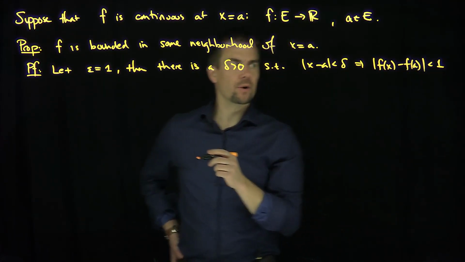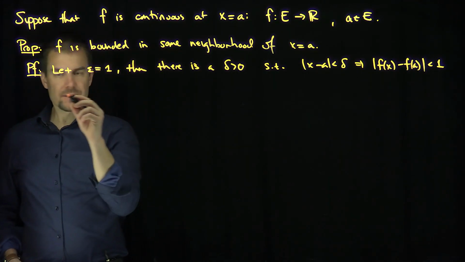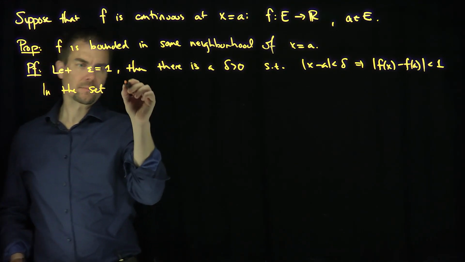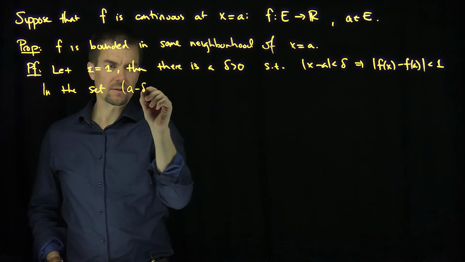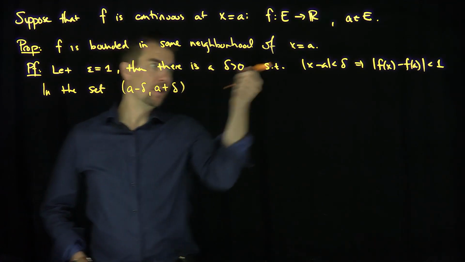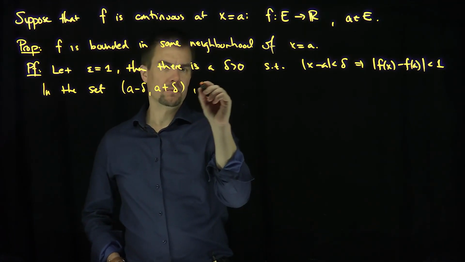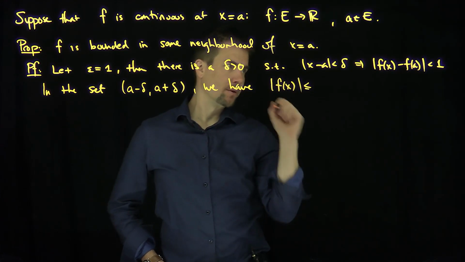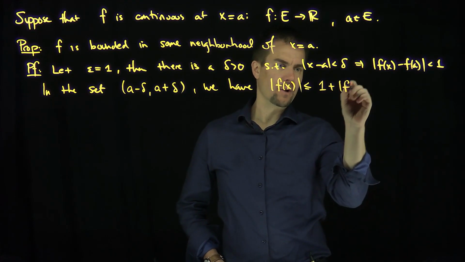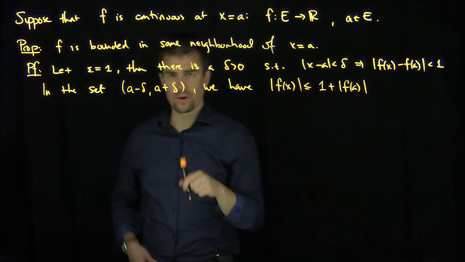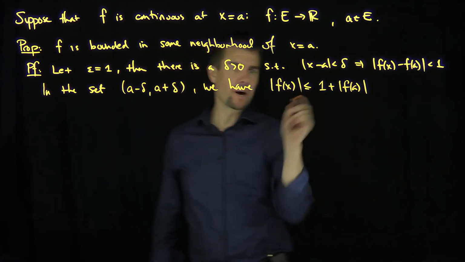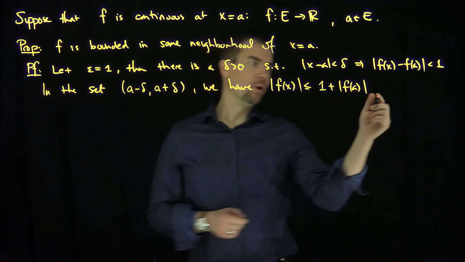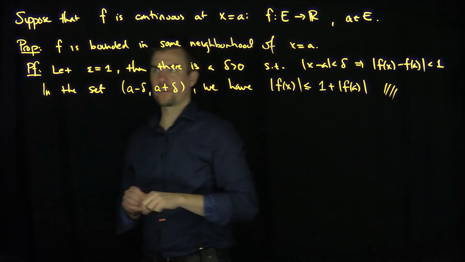So in other words, in this neighborhood over here, what can we say? We know that if we're in the set from a minus delta to a plus delta, some neighborhood of this point a, we have that |f(x)| is less than or equal to 1 plus the absolute value of f(a). So if x is really, really close to the point a, we have this bound on f(x) for this particular value of epsilon. So that shows that we are bounded in some neighborhood of x equals a. Okay, so we're bounded in a local neighborhood of x equals a.